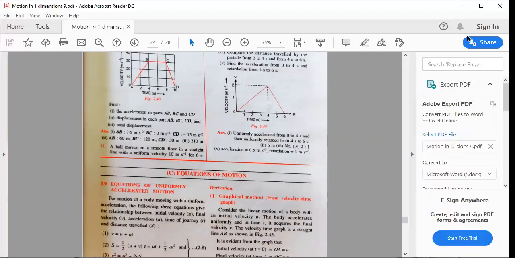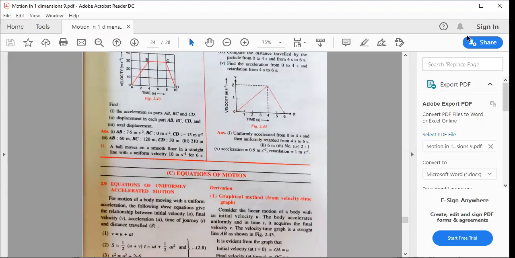When I say uniformly accelerated motion, it means that acceleration is constant. That means the rate of change of velocity with respect to time is constant. Every second, every time instant, the velocity is changing by, say, 20 meters per second. So uniformly accelerated motion means that in equal intervals of time, the change in velocity is the same.